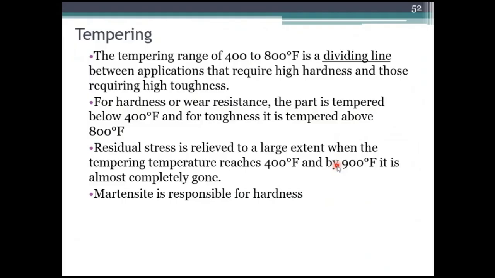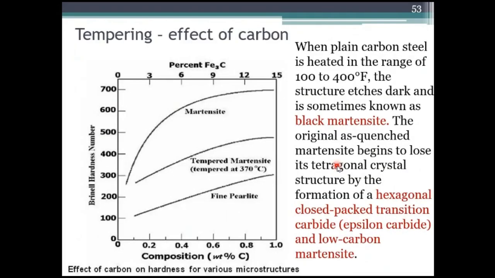Okay, so only if you need it for a stress relieving operation, heating to 400 or 900 Fahrenheit is almost enough. How much martensite is formed will be completely responsible for the hardness, the mechanical property. Here, if you see it, it will be clearly understood.